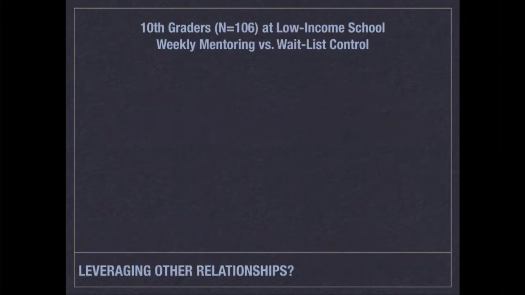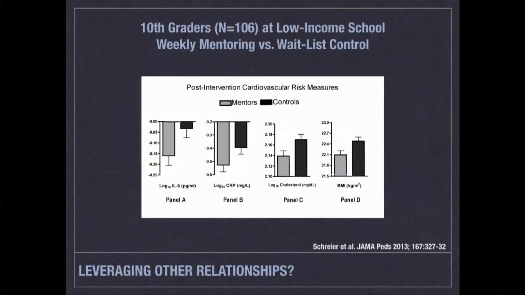This is a small study of about 100 10th graders at a low-income school in Vancouver who were randomly assigned to engage in weekly mentoring versus a waitlist control condition. And the mentoring was these 10th graders mentoring low-income 4th and 5th graders from an elementary school that was nearby. And the endpoints here were indicators of cardiometabolic risk in 10th grade. And what you can see here from this slide is that if you look at the groups post-intervention, this lasted for a semester, the group who does the mentoring shows lower levels of inflammatory biomarkers, IL-6 and CRP, lower cholesterol, and also lower body mass index.